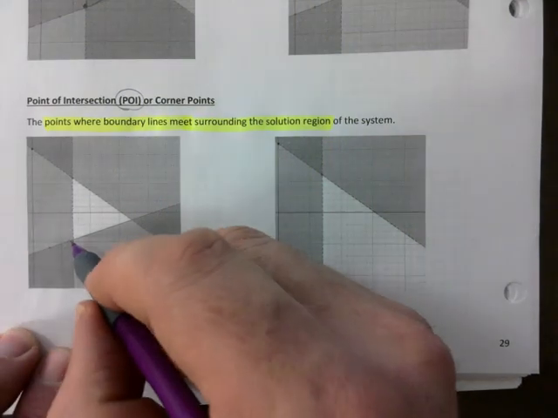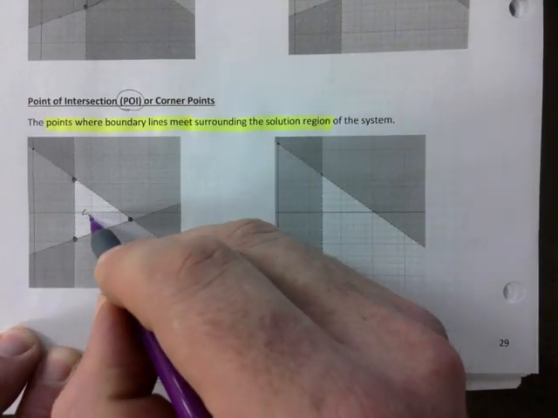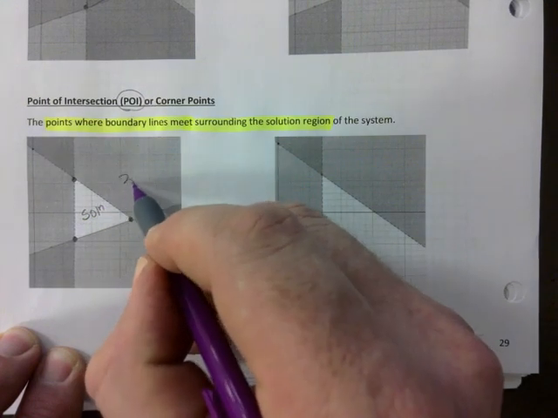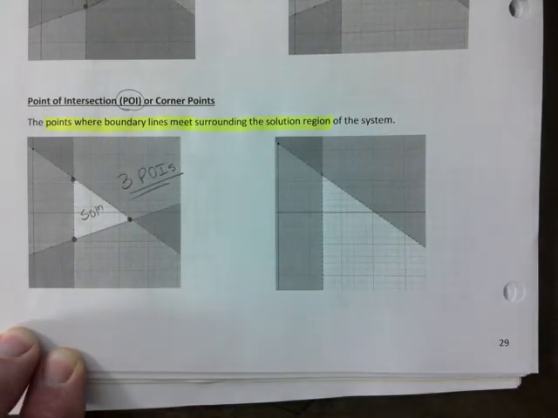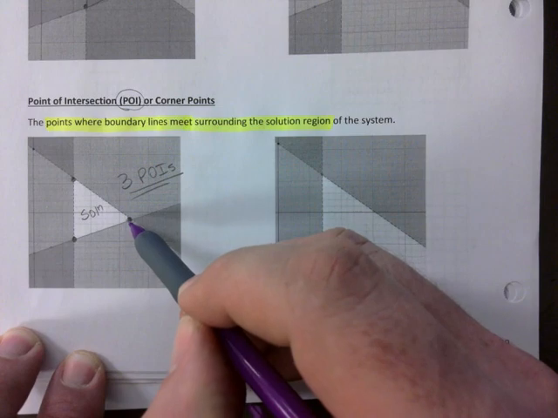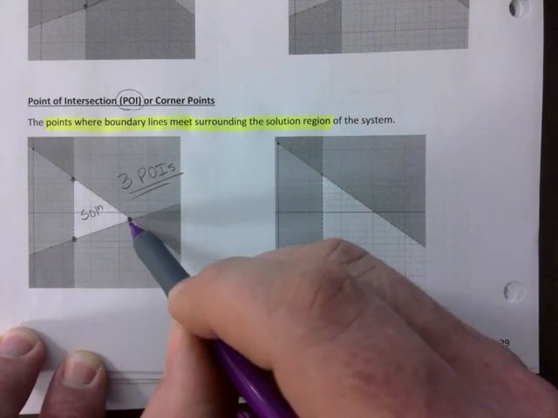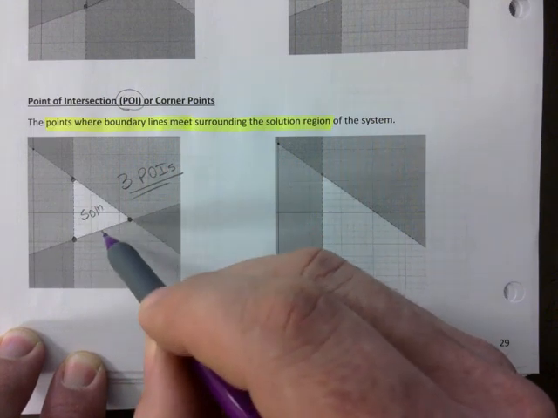So watch this. This one has 3 POIs. This is the solution here. So 3 POIs. Because there are lines that meet at 3 distinct points around the solution region.